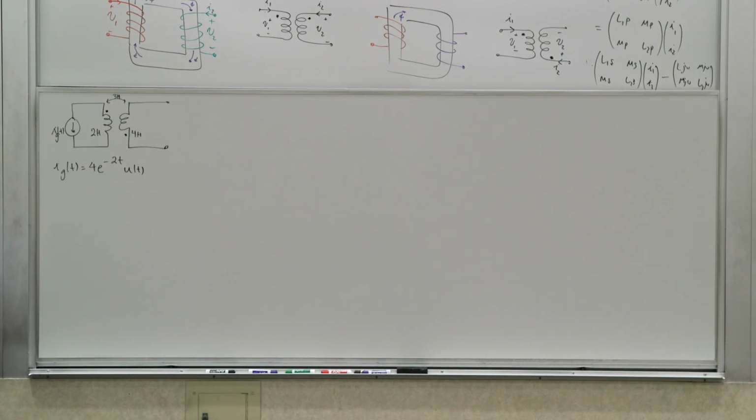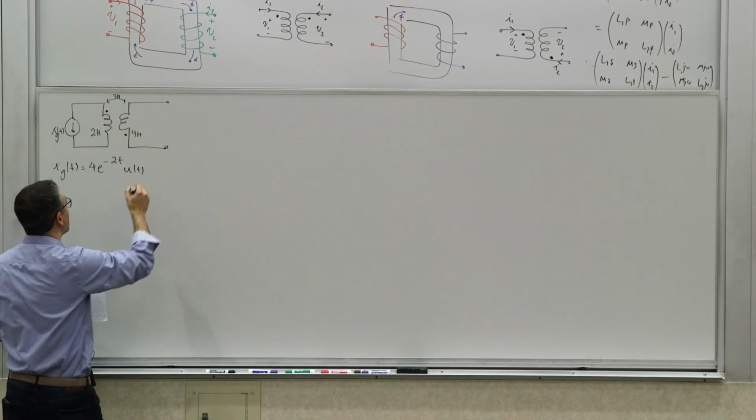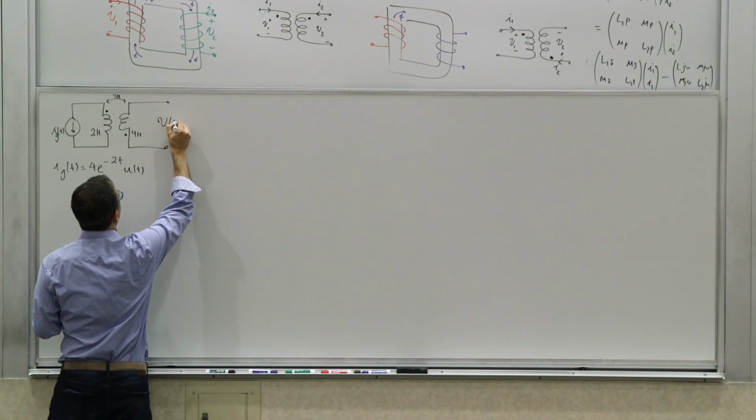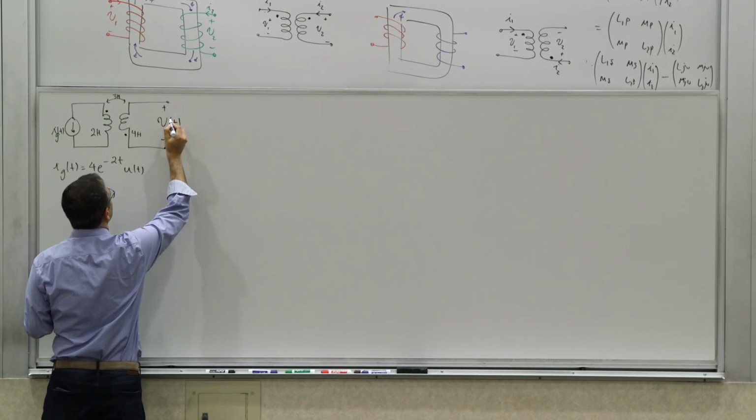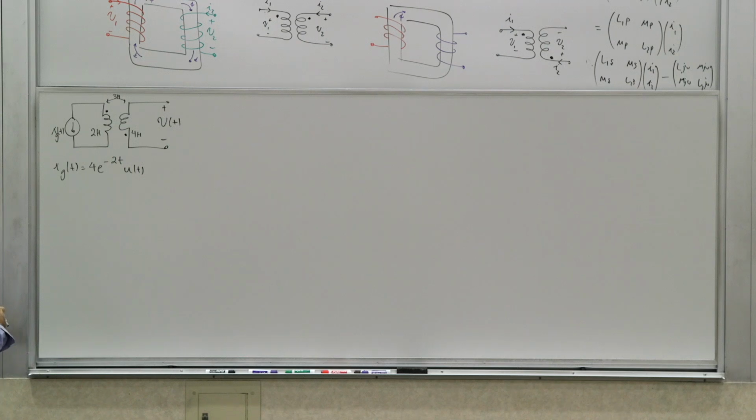So how would you calculate the output? Output meaning this voltage. Let's say defining this voltage, v of t, as the output. We want to find what that output is. What do you think it is going to be? What do you expect it to be? Any sense of what it would be?